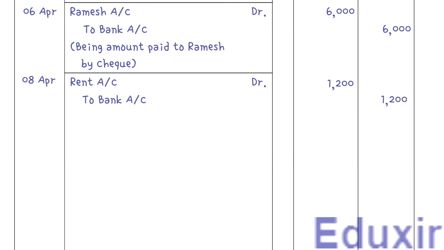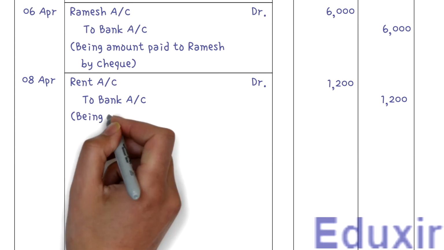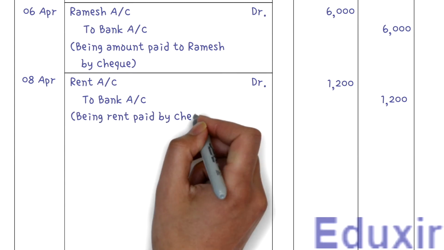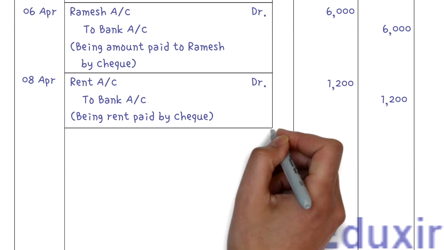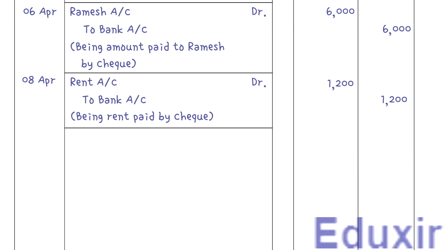Let us now record the narration or description of this transaction, that is, being rent paid by check. Let us now draw a line to mark the completion of generalizing of this transaction. With that, we have completed the generalizing of this transaction. Let us now take up the next transaction.